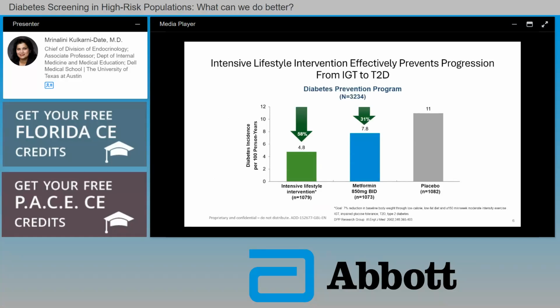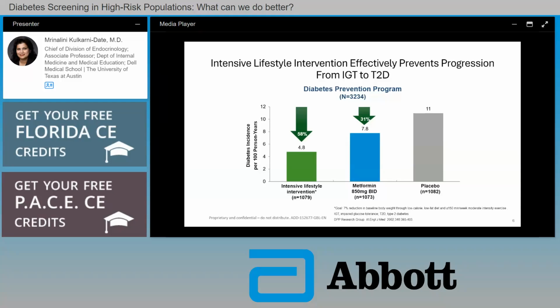Well, why is it important? So my residents are always making fun of me because I'm always telling them, you have this golden opportunity to identify patients with prediabetes in your clinic. We know that intensive lifestyle intervention prevents progression from prediabetes to diabetes. So what I'm showing here is the landmark DPP, Diabetes Prevention Program trial that looked at the effect of intensive lifestyle intervention on patients with prediabetes compared to metformin and placebo.